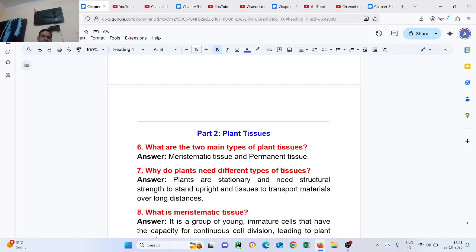Question number 7. Why do plants need different types of tissue? Plants are stationary and need structural strength to stand upright and tissue to transport material over long distances.